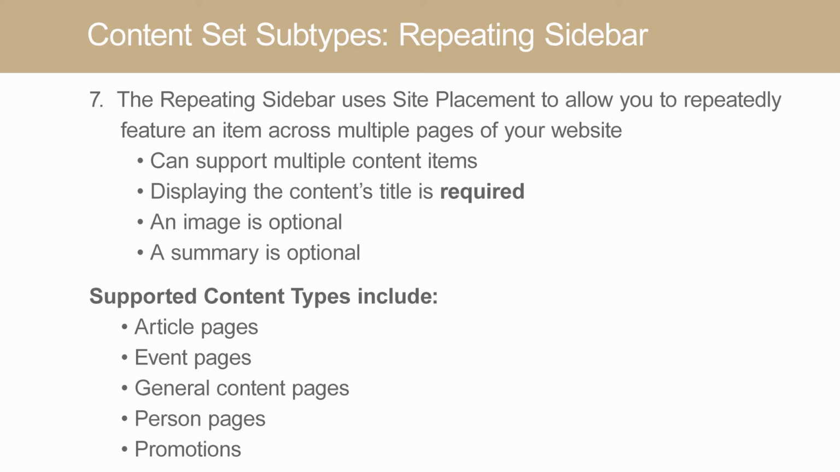In addition to promotions, the article, event, general content, and person page content types are also supported. It should be noted that you can feature more than one item in a repeating sidebar at a time. It should also be noted that the title will always display, so if you're using it to feature promotions, keep that in mind when you're creating the title.